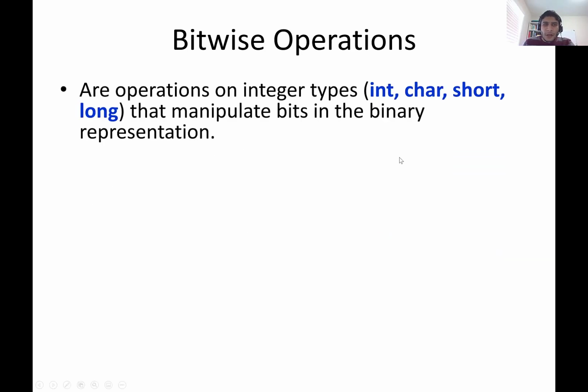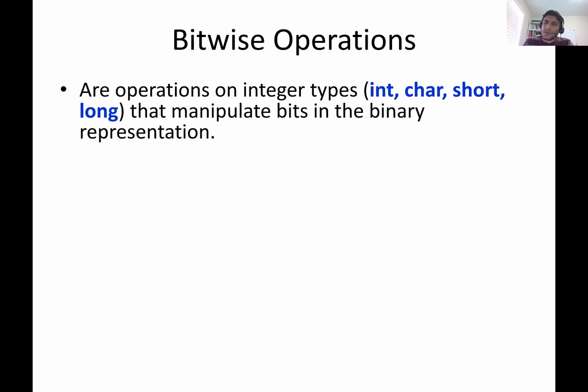Okay, so operations. When we define types in C, like int, float, double, we said there are three aspects of a type. One of them is what operations can be done on that certain type. Bitwise operations are only done on integer types, including int, short, long, signed, unsigned, and character.